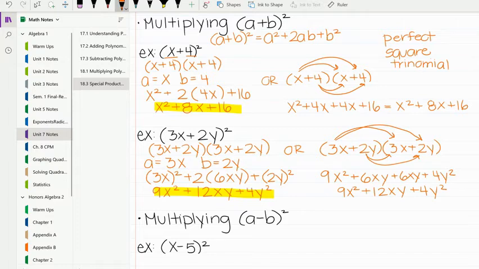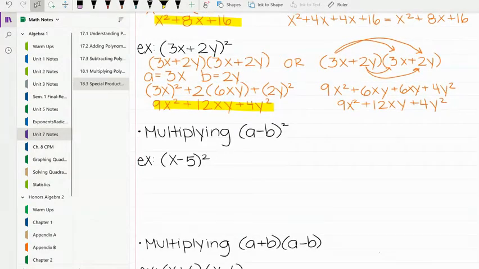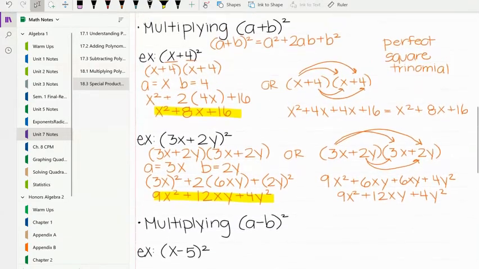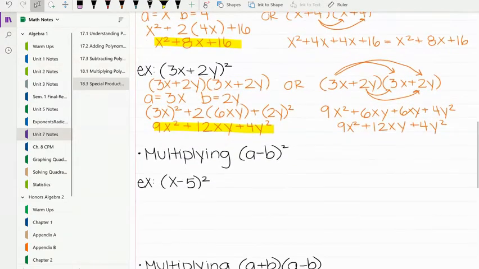Okay, so the next problem is multiplying (a minus b) squared. So (a minus b) squared. It looks very similar, right? The other one was just (a plus b) squared, so this one's just a subtraction sign. So it's going to be a very similar formula. (a minus b) squared is a squared minus 2ab plus b squared.